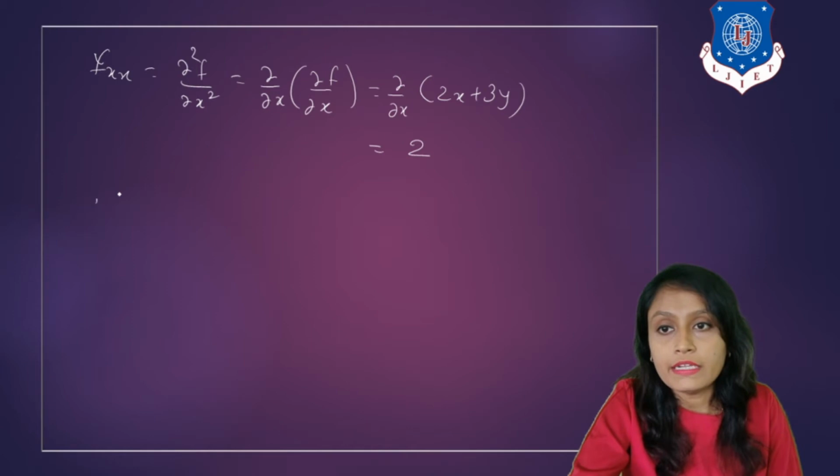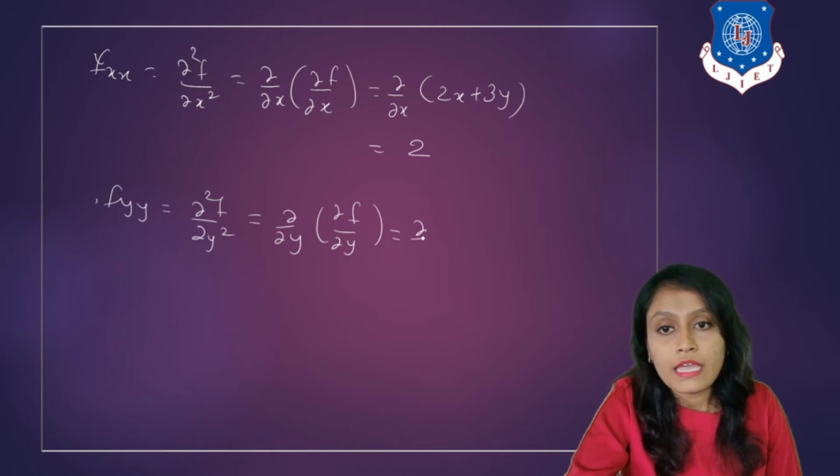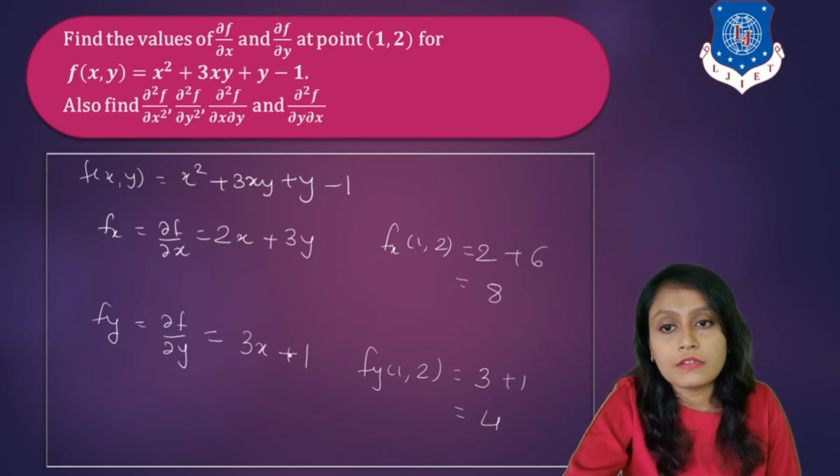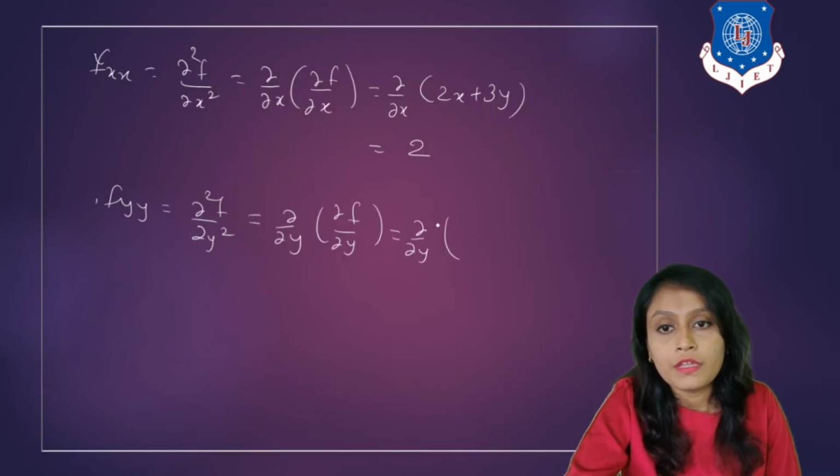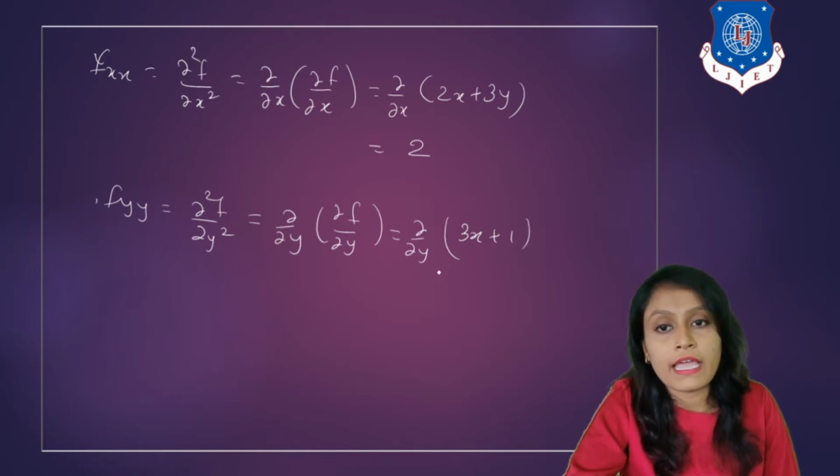Next we have to find f_yy. So this is equal to del square f by del y square, so del by del y of del f by del y. Now, what is the value of del f by del y? This here is 3x plus 1. So write down 3x plus 1. Now here we have to take the derivative with respect to y, keeping x constant. So both the terms are constant, so the answer is 0.